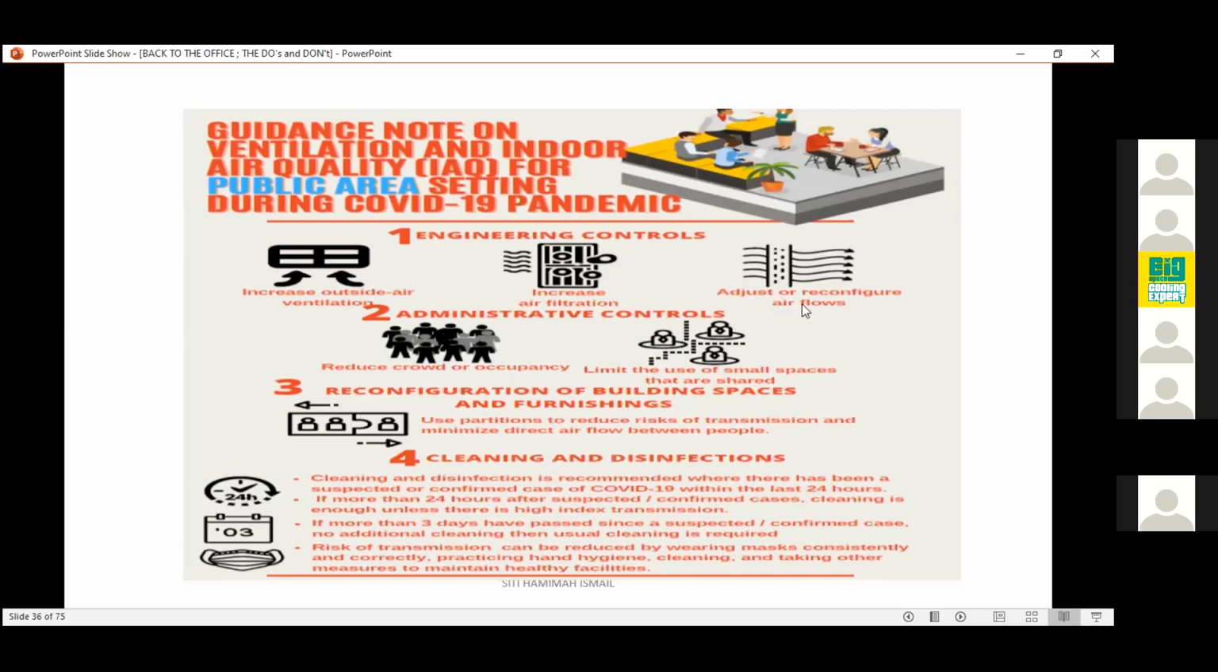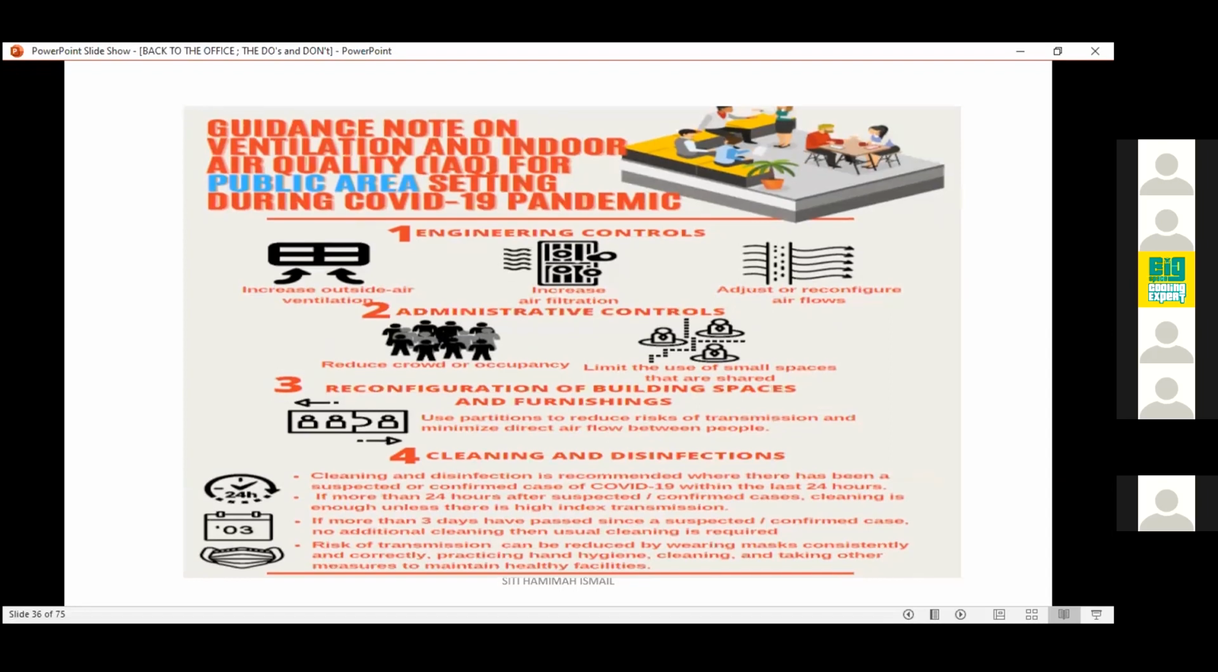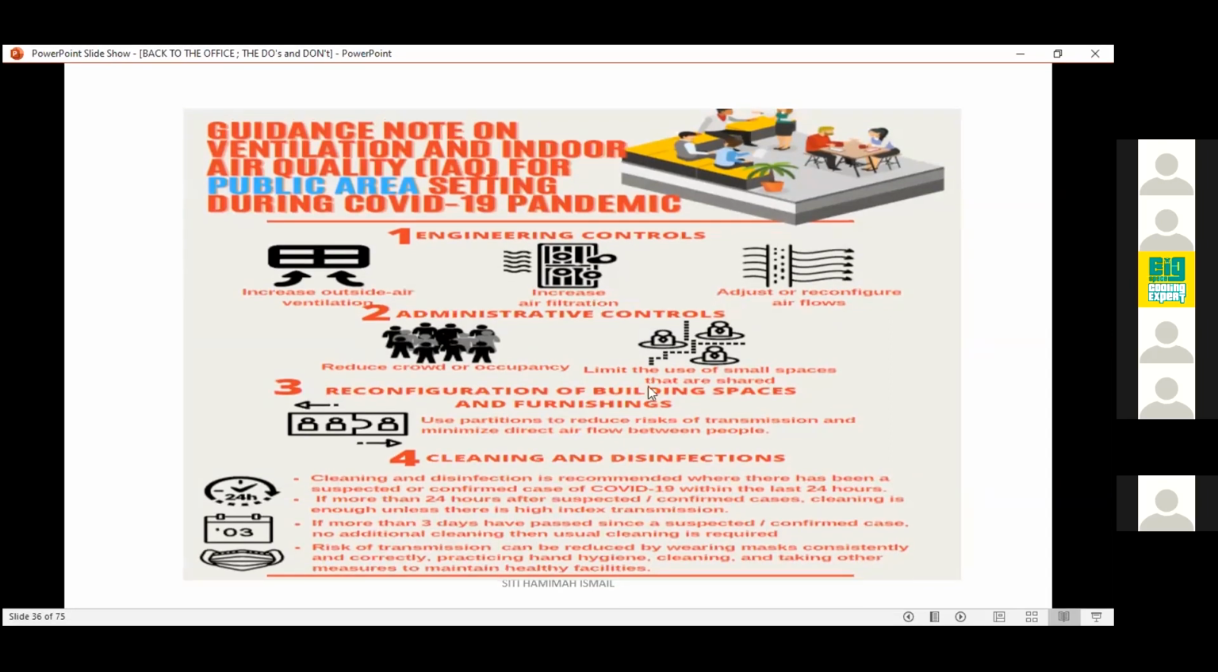Okay. Adjust or reconfigure your airflows. Why? Because sometimes when your airflow distributes and moves fast, the spread of the virus in that indoor air setting will also be fast. Okay. The second, administrative control, reduce crowd of occupancy. So say if before this the area was designed to occupy 40, now it can only accommodate 20 people. Okay. Limit the use of small spaces that are shared.